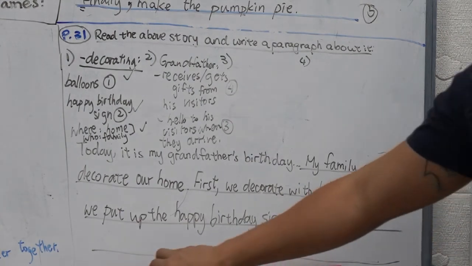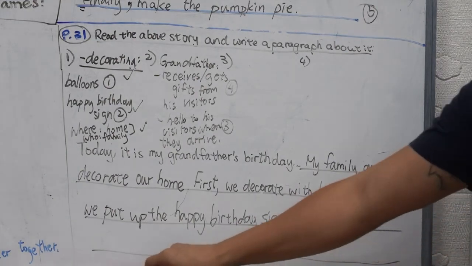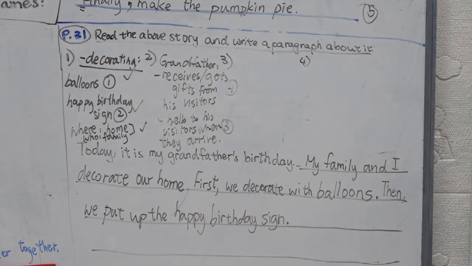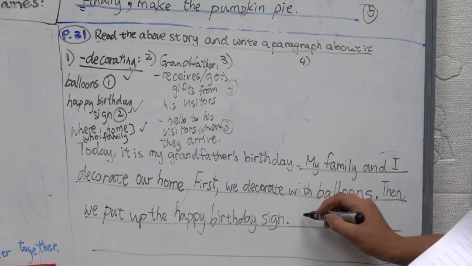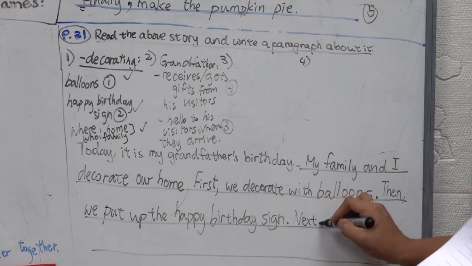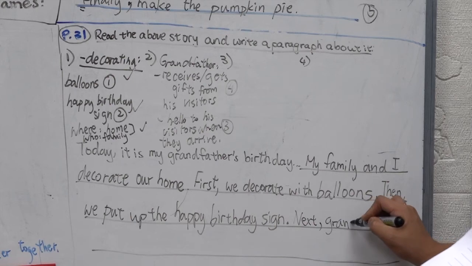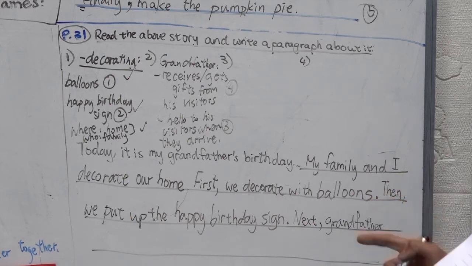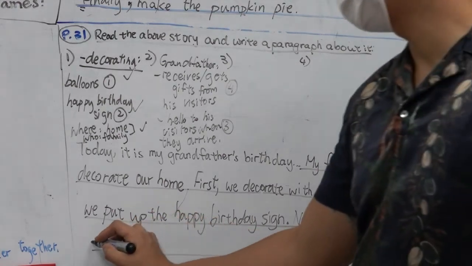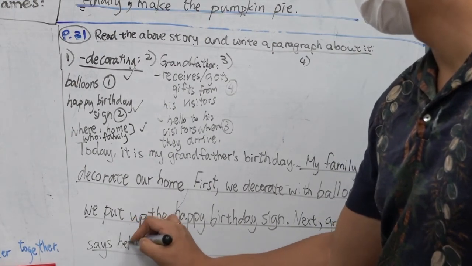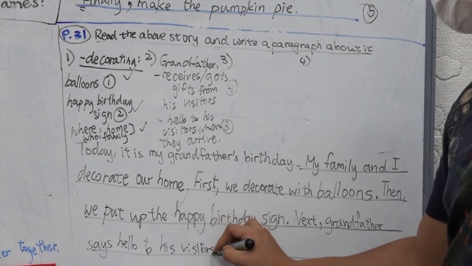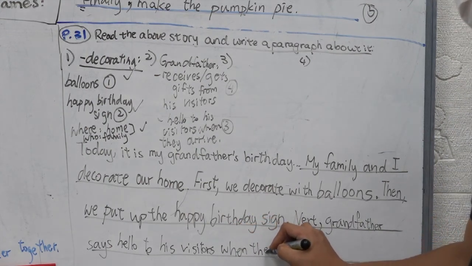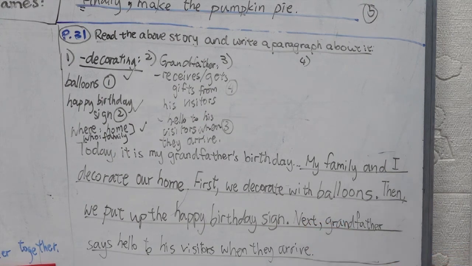Say hello to the visitors first and then get the gift from the visitors, right? So how do we write that down on the passage? See, now I'm doing 2 pictures for you, right? I'm being very generous. So you can write down, first we decorate with balloons, then we put up the happy birthday sign. Alright? Next one. So you can say after then is next, right? So next, comma, don't forget the comma, grandfather, what did he do? Says hello, right? S-A-Y-S, hello, to his visitors when they arrive. Full stop. So this is the third one.